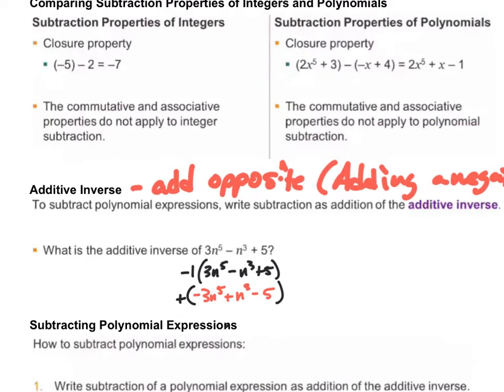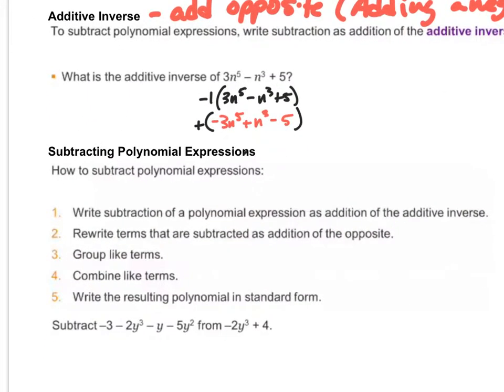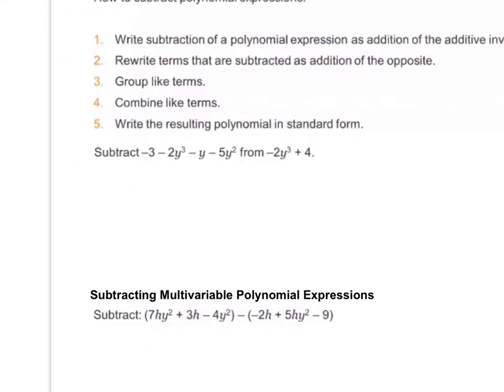Let's take a look at another example of how we would do this. Here are some steps on how to subtract polynomials. We want to write subtraction of a polynomial expression as addition of the additive inverse, rewrite terms that are subtracted as the addition of the opposite, group like terms, combine like terms, and then write the whole thing in standard form.